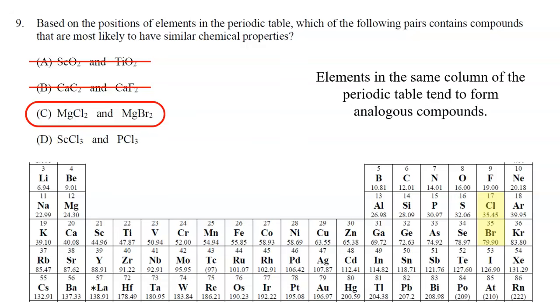And let's take a look at choice D. We have scandium and phosphorus, and they're both bonded to chlorine. But since scandium and phosphorus are not located in the same column of the periodic table, it is unlikely that choice D is the correct answer. So the correct answer for question 9 is choice C. And so magnesium chloride and magnesium bromide should have similar chemical properties because chlorine and bromine are located in the same column of the periodic table and would tend to form analogous compounds with similar chemical properties.